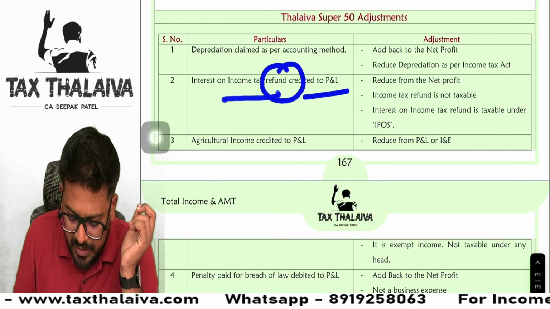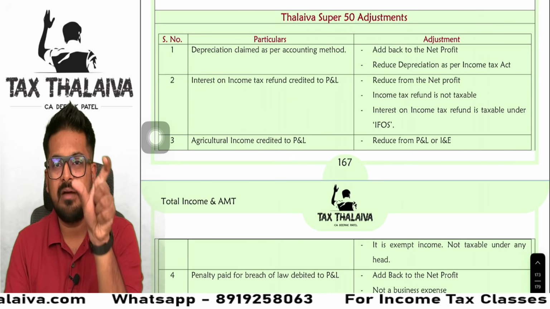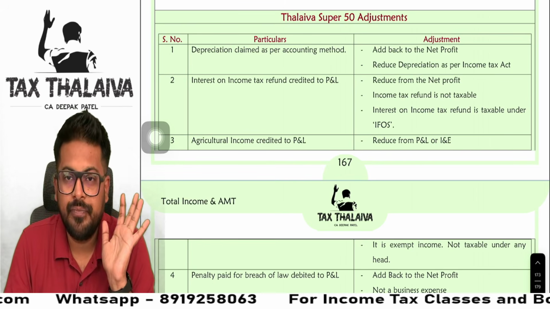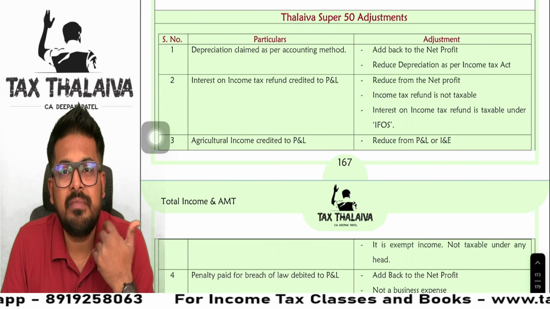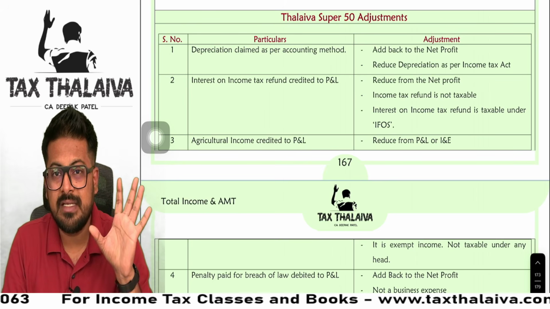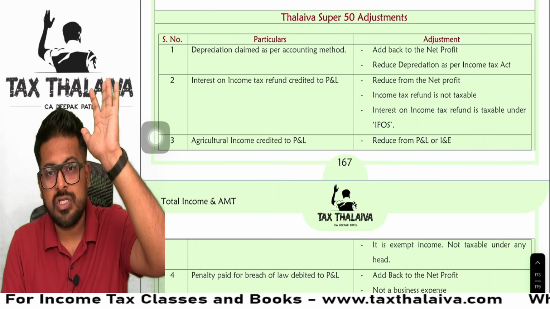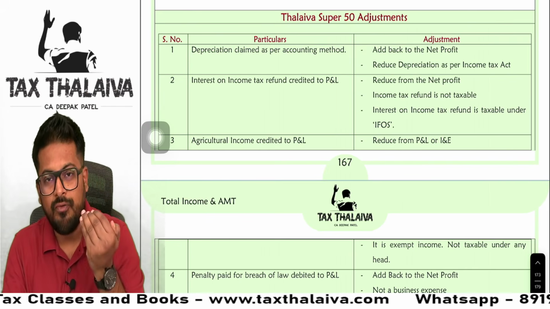Interest on income tax refund credited to profit and loss account. Say for example, in the question it is given that income tax refund is given. Only income tax refund, then we have to reduce it because income tax refund is not an income. First of all, it is not a business income. You already credited to profit and loss account. So reduce from the profit and loss account, from the net profit.